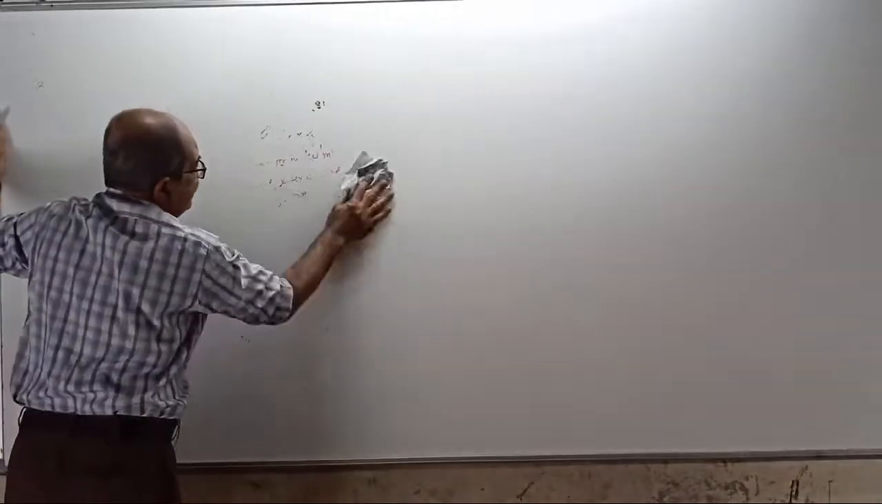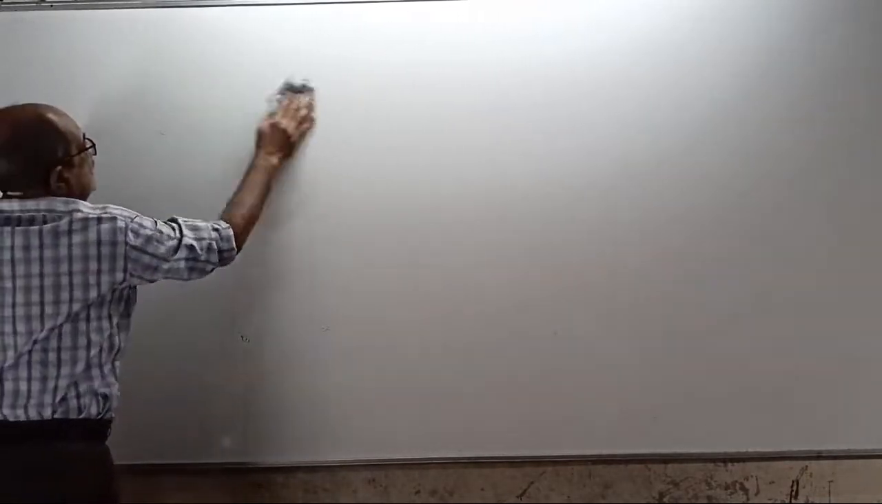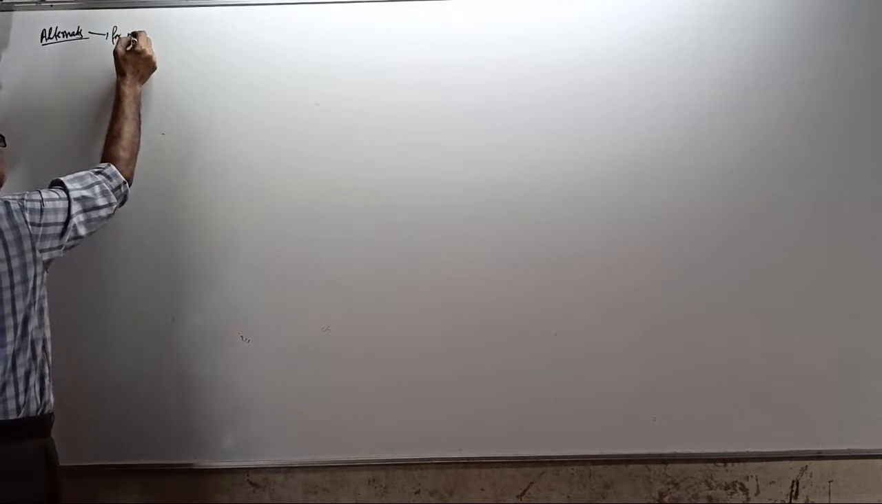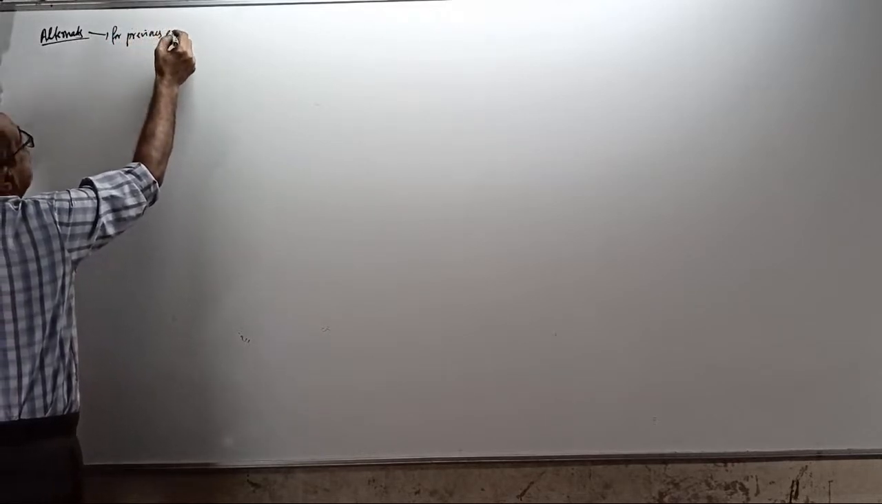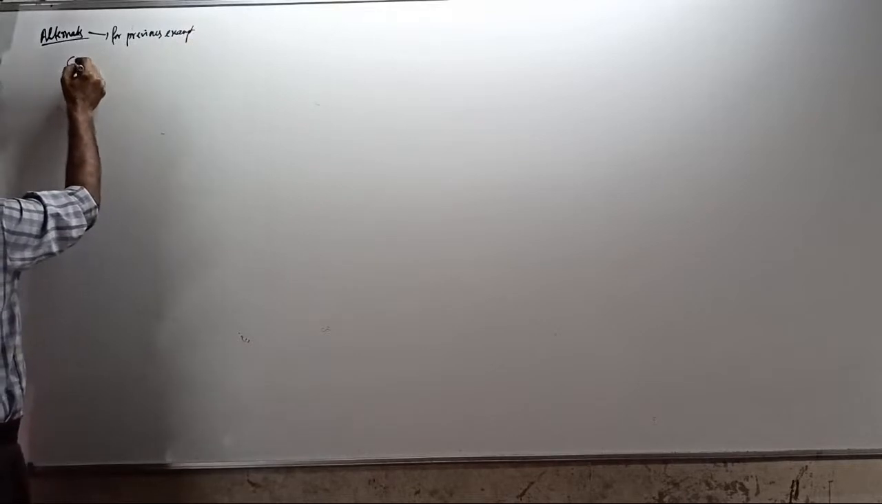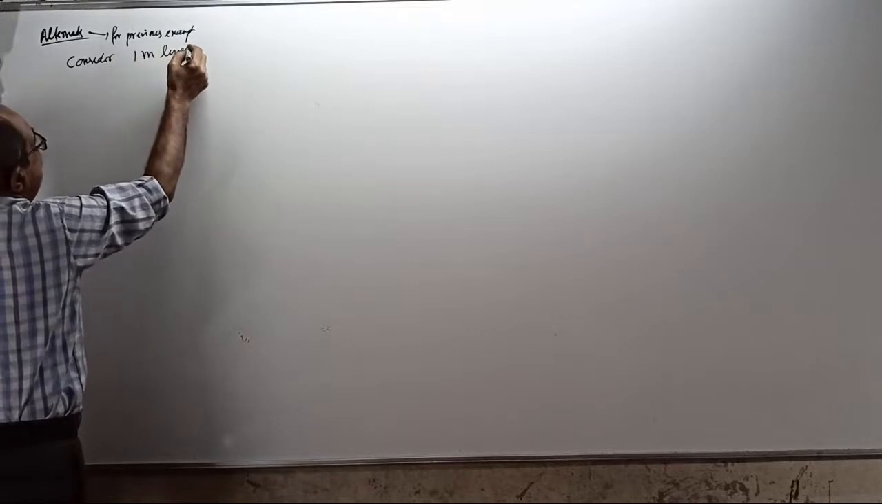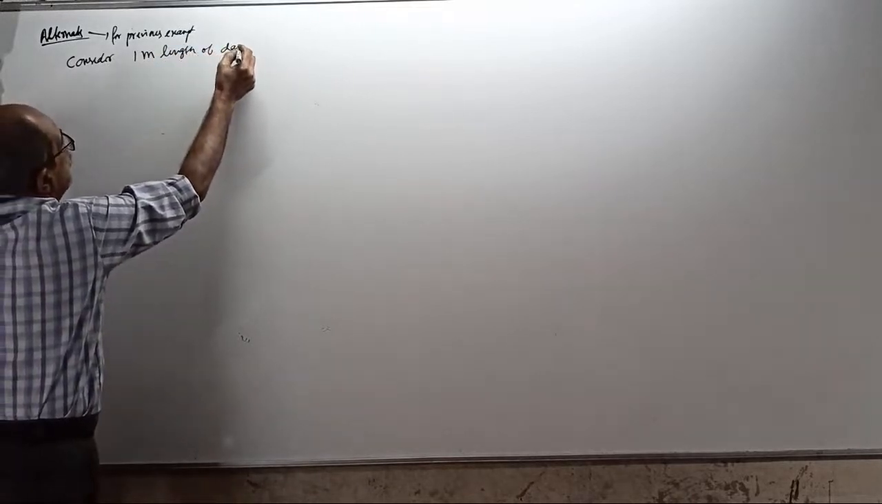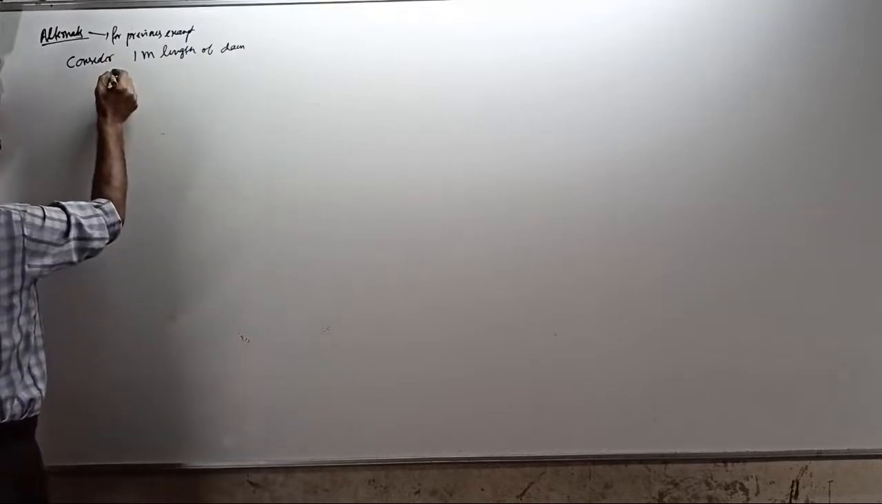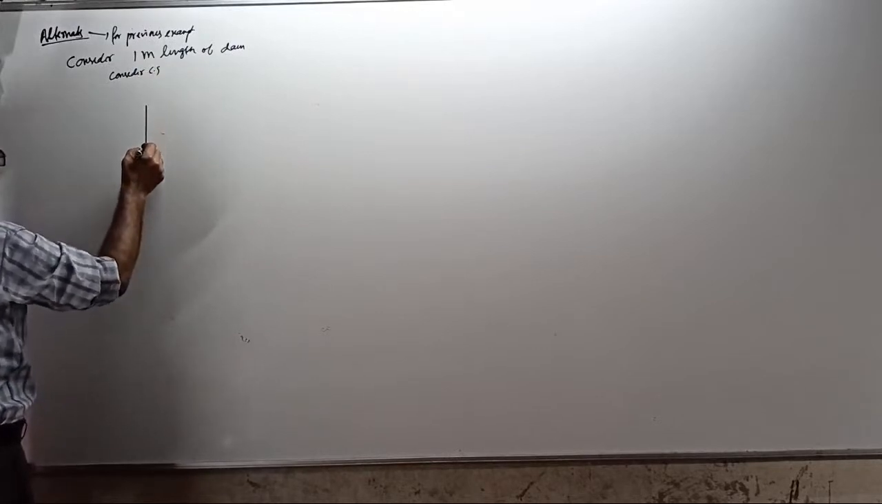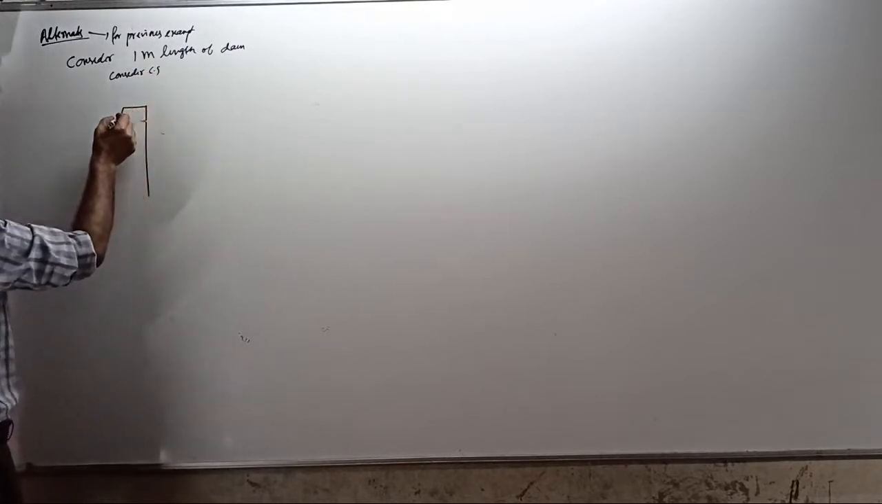Now, alternate solution for the previous example. Start the statement: consider 1 meter length of dam here. Write the cross section. Consider the cross section, that's all. Length is 1 meter. You can see it like this. This is the cross section.